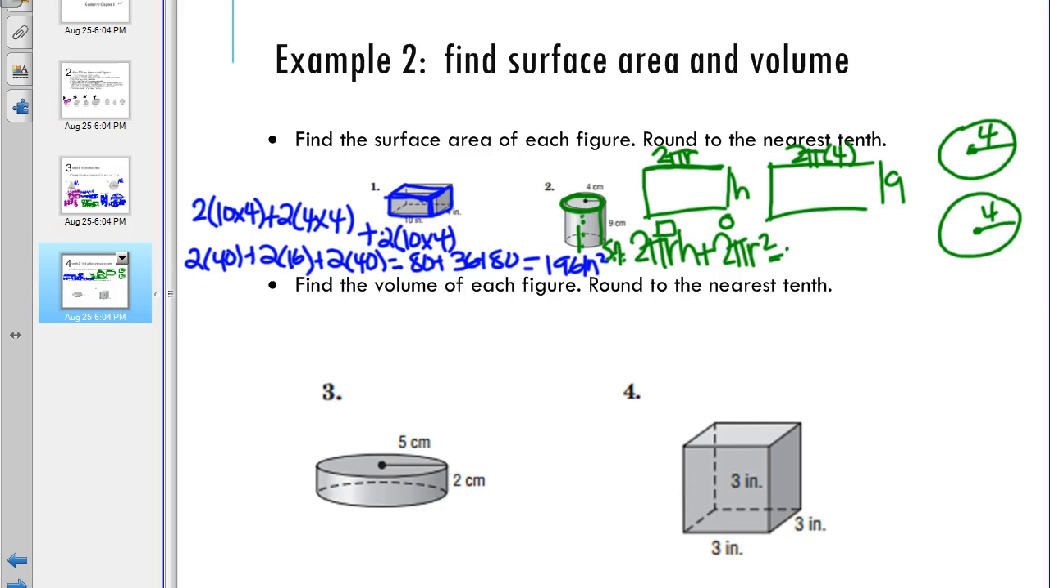All right, now it's just plug and chug. 2 pi times 4 times 9, so radius, height, plus 2 pi times 4 squared for the radius. All right, we can plug and chug that. 2 times 4 is 8, times 9 is 72 pi, plus 16 times 2 is 32 pi, so 104 pi, and then you can put that on your calculator to get an approximation if you would like to, and we can go ahead and round that to the nearest tenth.